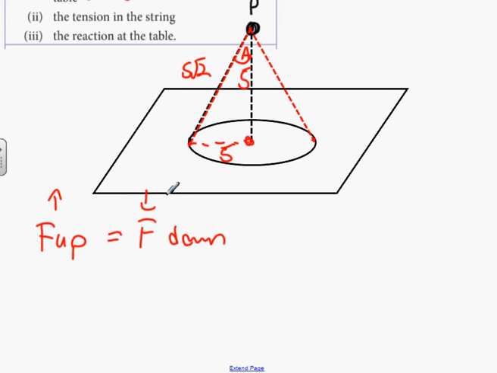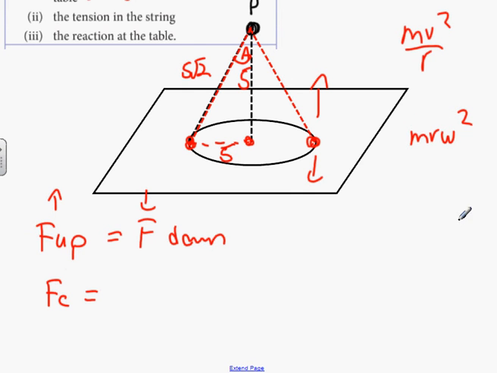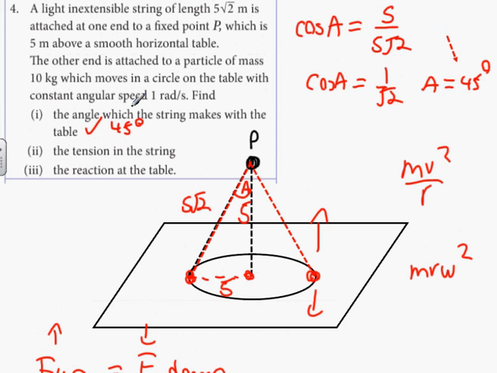Why is forces up equals forces down? It's stuck on the table, which means it's not sinking into the table, nor is it being lifted above the table. So they're in balance in that direction. It's also undergoing centripetal acceleration, so choose either formula. Which one will I choose for this particular question? Constant angular speed. That means I'm going to choose omega over v. V is linear speed while omega is angular speed. Okay?